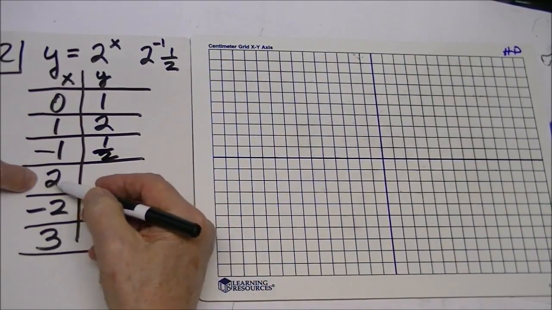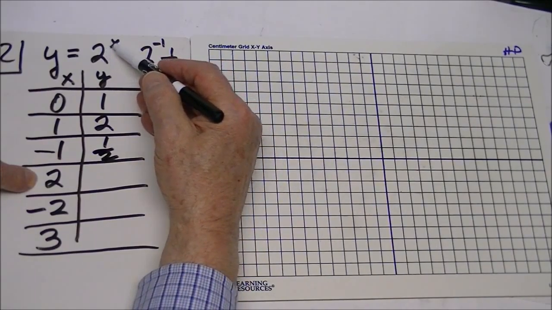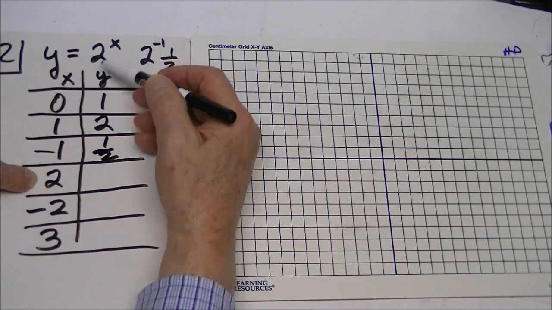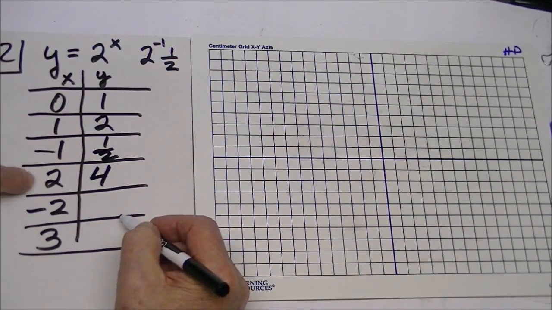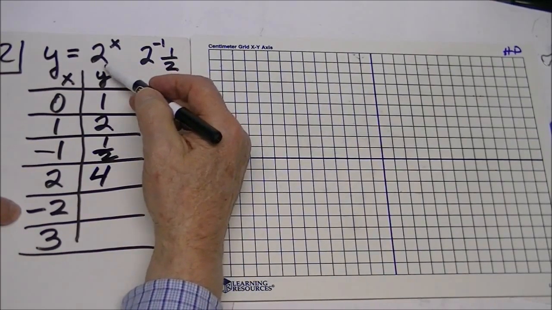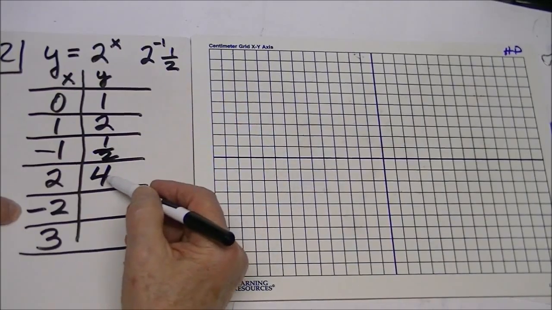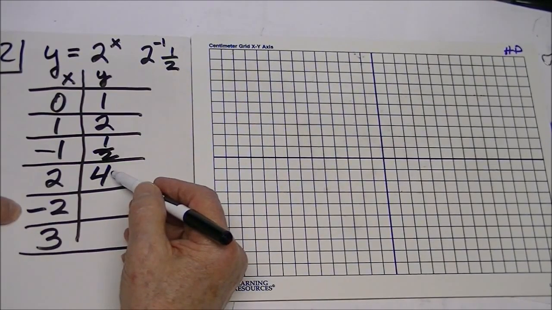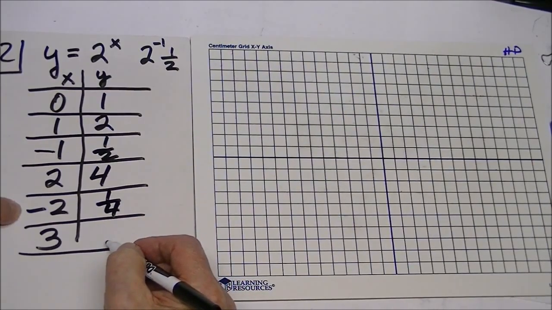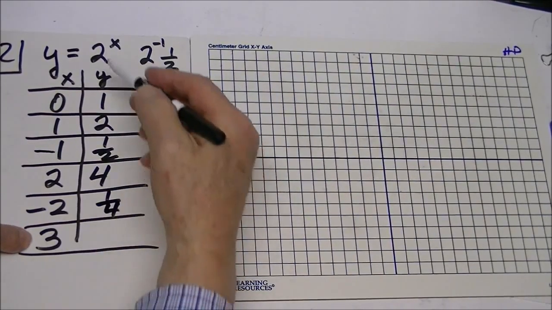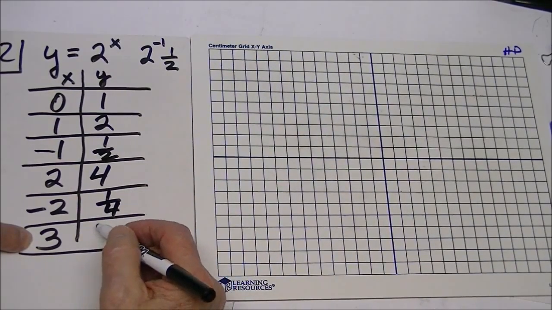Now, if our exponent is 2 here, our x is 2, 2 to the second power is 4, and 2 to the negative 2 power is the reciprocal of this, that is 1/4. And 2 to the third power is 8.